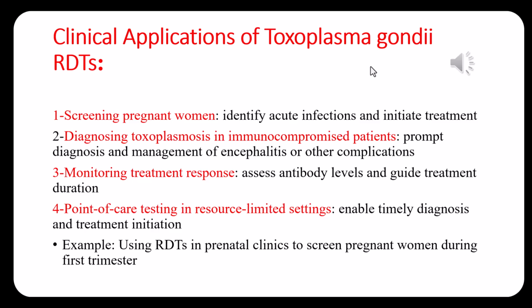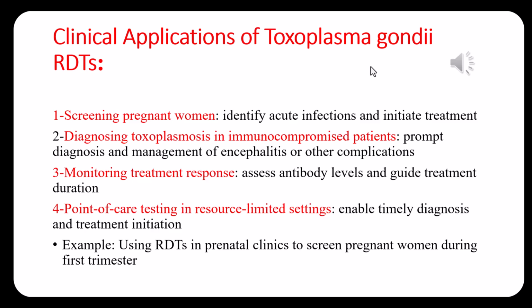Another use is for immunocompromised patients, to start managing before complications occur, because in immunocompromised patients the complication is detected in the early stage as their immunity is low. Another is monitoring the treatment response. When you give the patient treatment, you are diagnosed with Toxoplasma, but you don't know whether the treatment is responsive or not. We monitor and look after the patient: whether the patient is healing or not healing, whether this treatment is responsive or non-responsive. Thus, we use the Toxoplasma gondii rapid test.